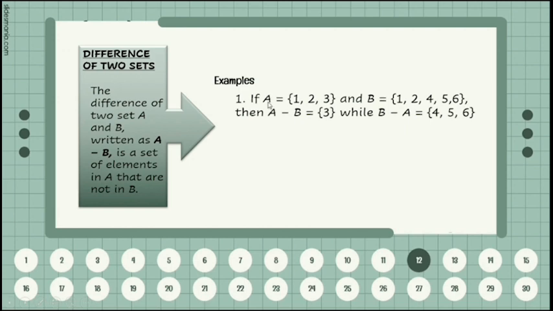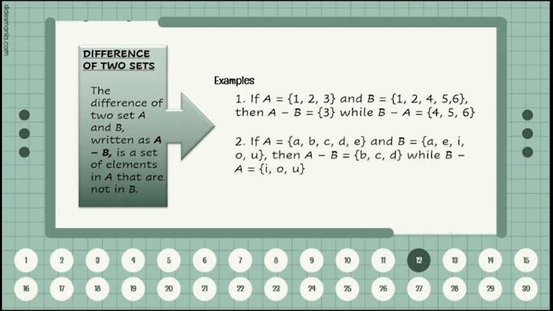Okay? So another example, if A equals {A, B, C, D, E} and B equals {A, E, I, O, U}, then the difference between A and B equals {B, C, D}, since yung elements na B, C, D ay wala sa elements ng B. While yung difference between B and A is equal to {I, O, U} kasi yung I, O, U ay wala naman sa element ng A. Yun yung difference of two sets.